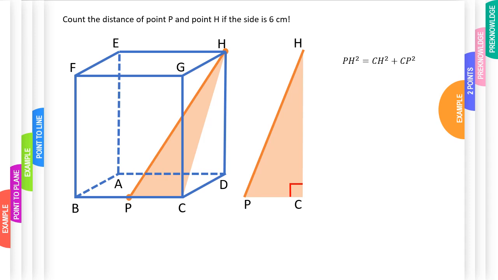This is Pythagoras theorem based on the triangle that we get. CH is plane diagonal. That's why CH is equal to 6 times square root of 2. It's like what I had said before in the beginning slide. CP is equal to 3 because it is a half of BC.